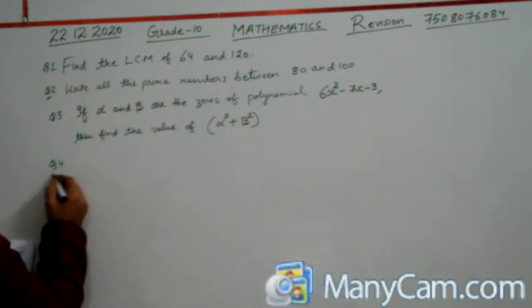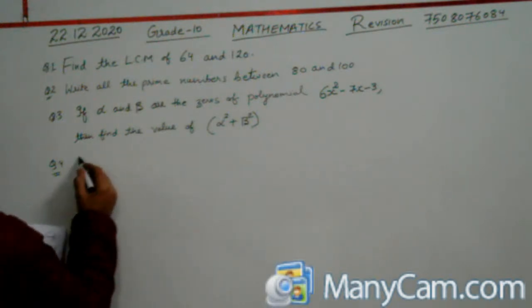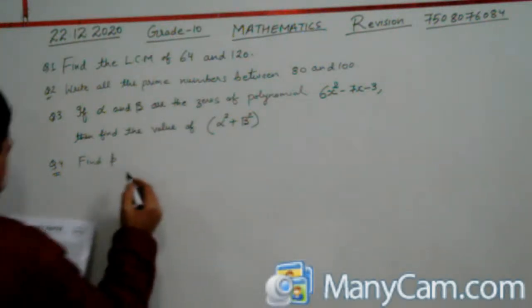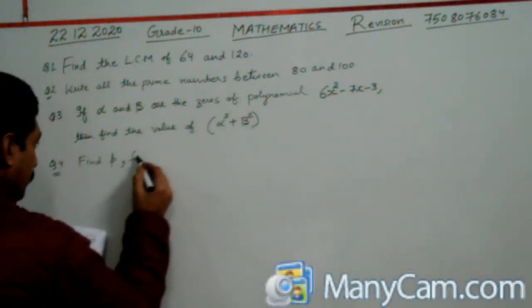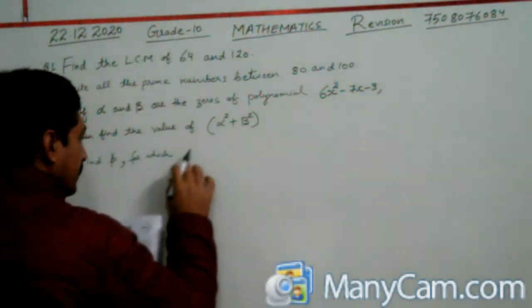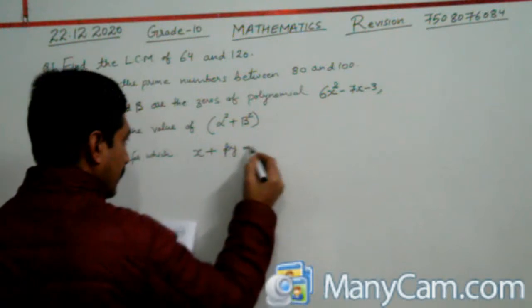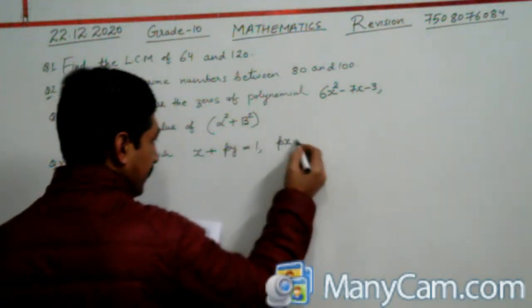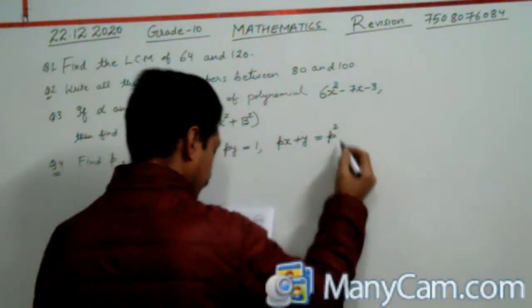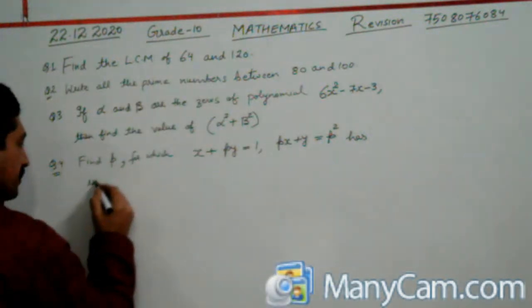Question number 4. Find p for which x plus py is equal to 1 and px plus y is equal to p square has infinitely many solutions.